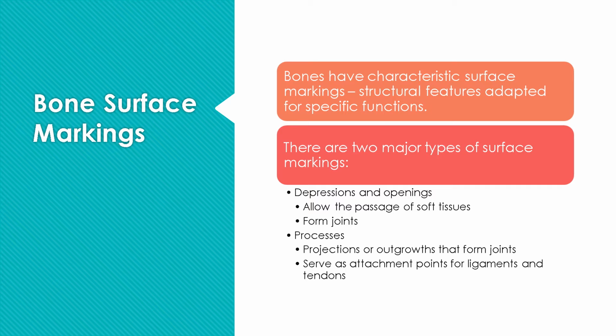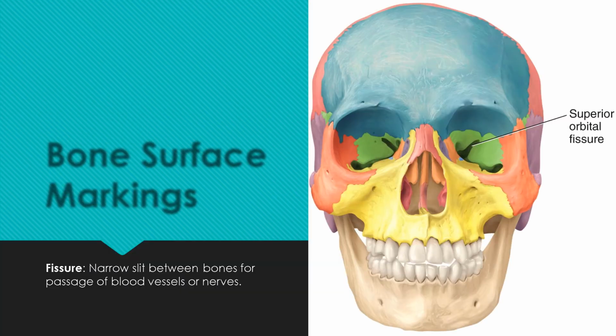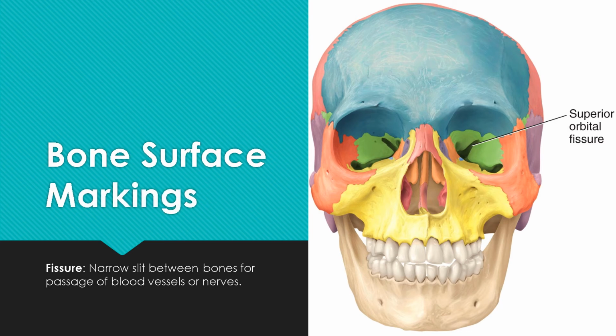Most surface markings are not present at birth and are most prominent in the adult skeleton. Now there are two types of surface markings, depressions and processes. So the first bone surface marking that we're going to talk about is a fissure. A fissure is a narrow slit between adjacent parts of the bone, through which blood vessels or nerves pass through. An example of this would be the superior orbital fissure, as we can see here in the skull.